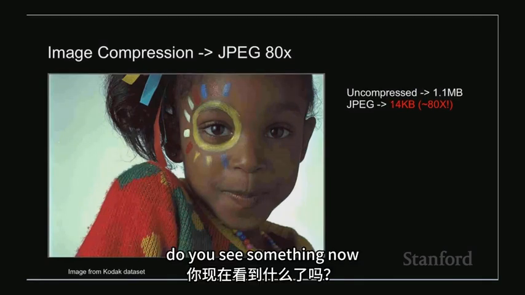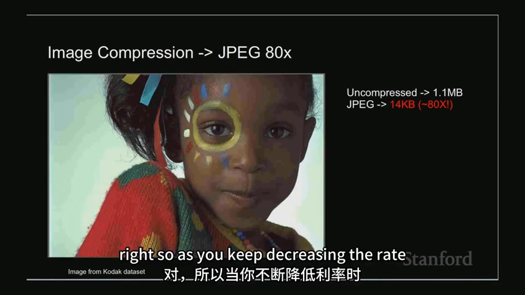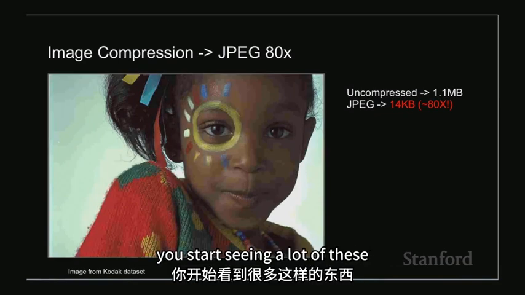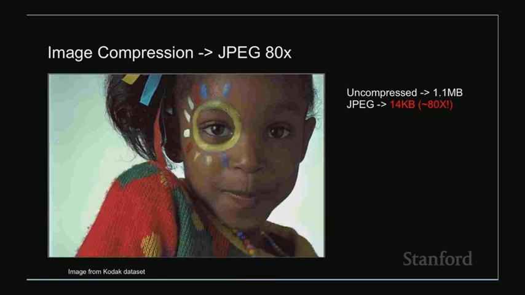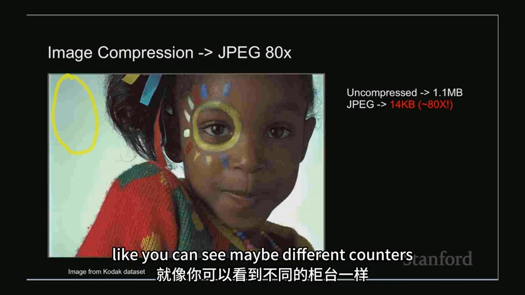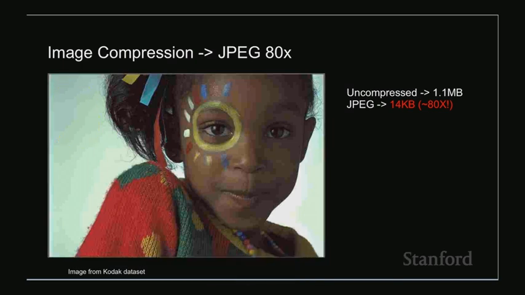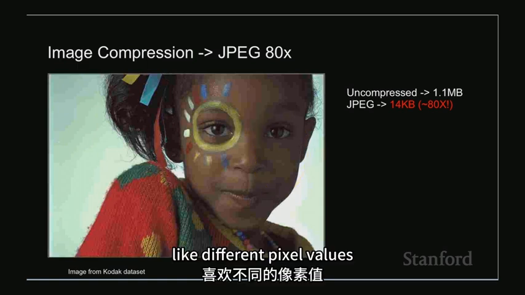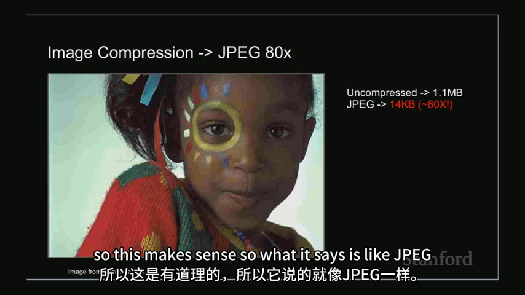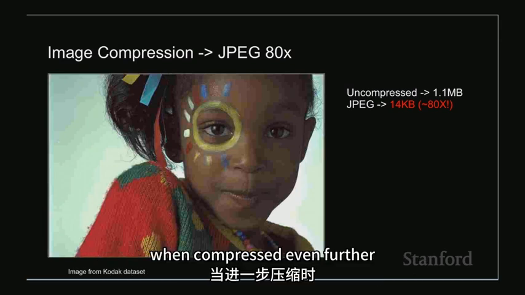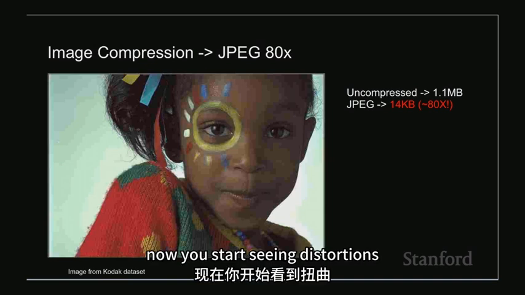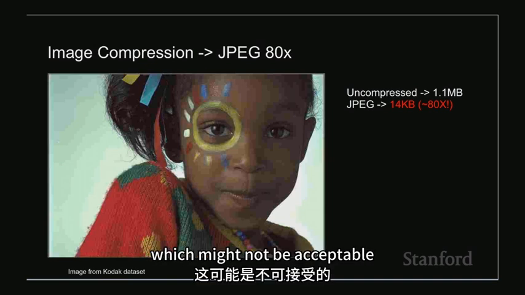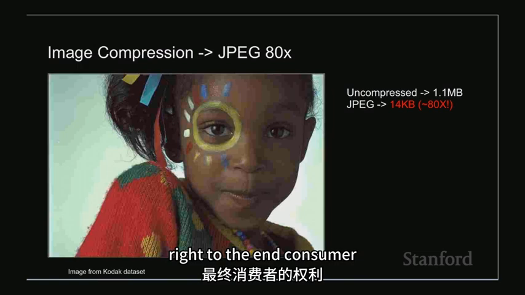Do you see something now? Right? So as you keep decreasing the rate, you start seeing a lot of these blocky artifacts. You can see maybe different contours here on the face, different pixel values. So this makes sense. What it says is that when JPEG is compressed even further, you start seeing distortions which might not be acceptable to the end consumer.